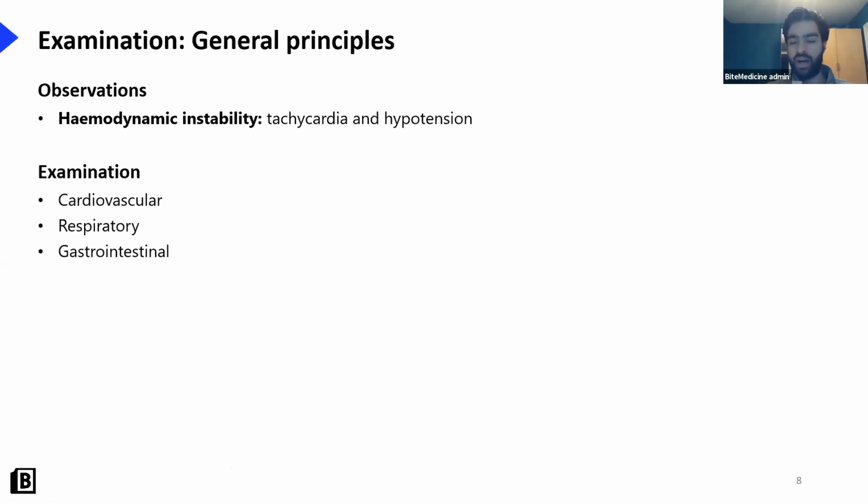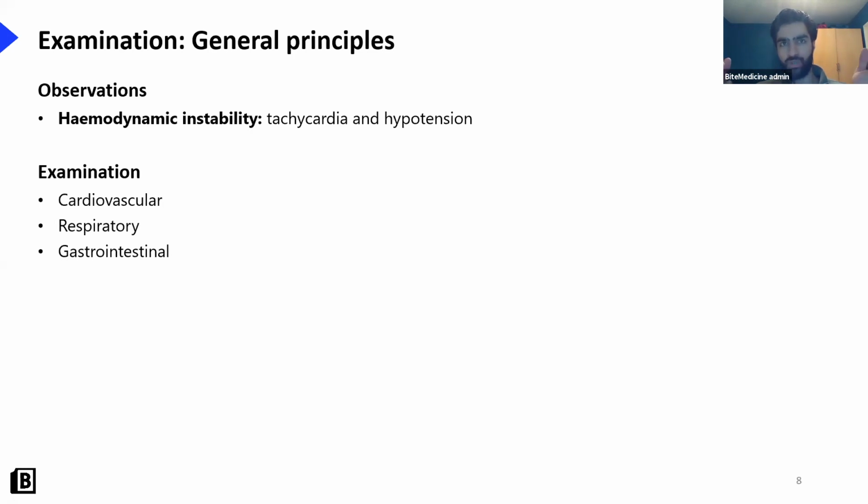Some general principles about examination. Of course, you're going to start off with your observations. The key thing to look for in the observations is any evidence of hemodynamic instability. This concept is going to come up a lot in this lecture. But what do we mean by hemodynamic instability? Well, that means tachycardia and hypotension. The combination of tachycardia and hypotension is bad news because it means your heart is not pumping efficiently, the cardiac output is not sufficient, and so your organs are not being perfused well. So hemodynamic instability is a bad sign.